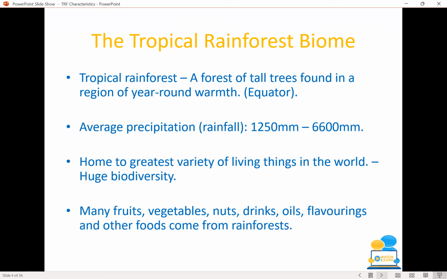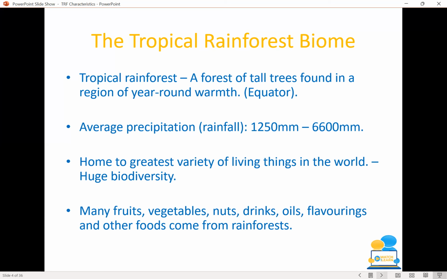Also, as you can imagine, it's called a rainforest, so we're going to have a high amount of precipitation in these areas as well. In fact, they produce most of their own rainfall through precipitation and from the rising heat from the sun. We're going to be looking at how this happens in a bit more detail. The average precipitation or rainfall in a rainforest would be somewhere between 1,200 millimeters and 6,600 millimeters, so a huge amount of rainfall takes place here annually.